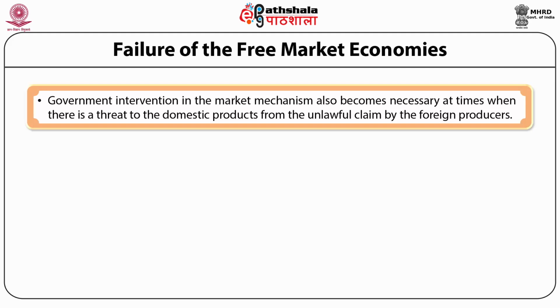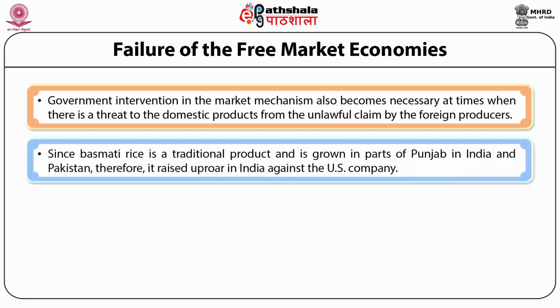For example, RiceTec, a company based in the US, was selling the traditional Indian basmati rice under different names in the US markets for many decades. In 1997, it applied to the US government for a patent for two varieties of rice named Basmati and Texmati. Since basmati rice is a traditional product and is grown in parts of Punjab in India and Pakistan, it raised an uproar in India against the US company. Basmati is used extensively in Indian kitchens and is grown freely by Indian farmers.